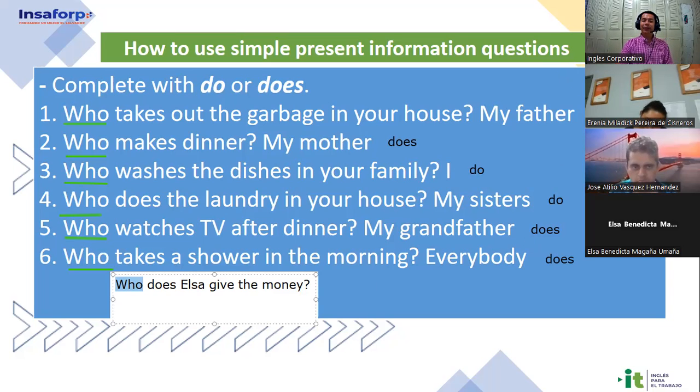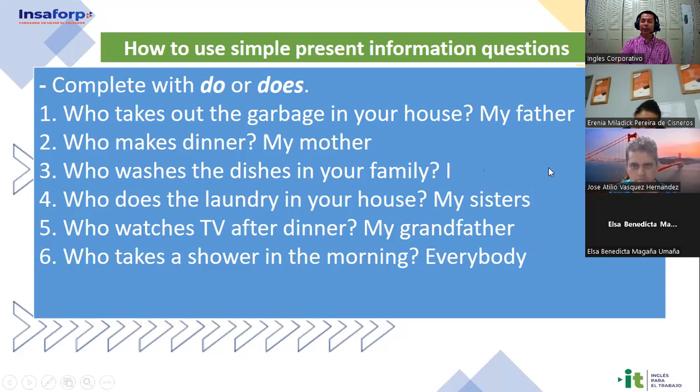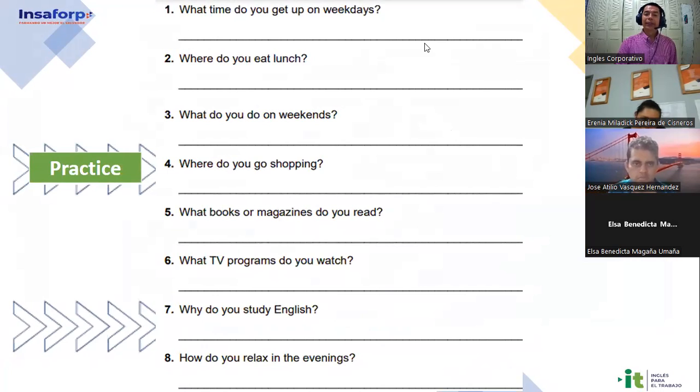Now, let's make... I guess this is the last one. Creo que este es el último ejercicio. Vamos a ver. Ah, no, no. There is another one. Sorry. Personal question, right? Personal question. What time do you get up on weekdays? I will make a game. I will take a student at random, al azar, right? In the list.